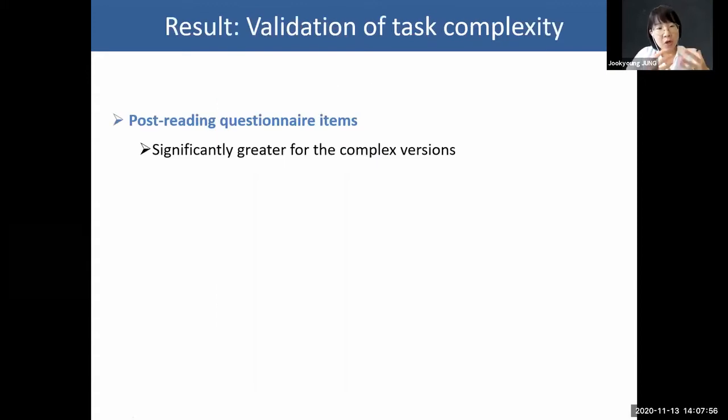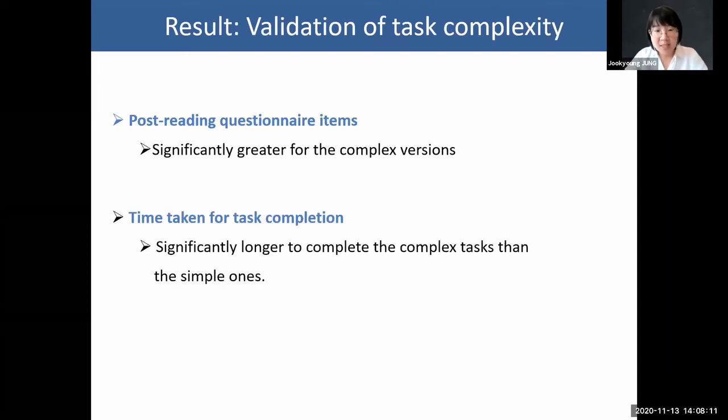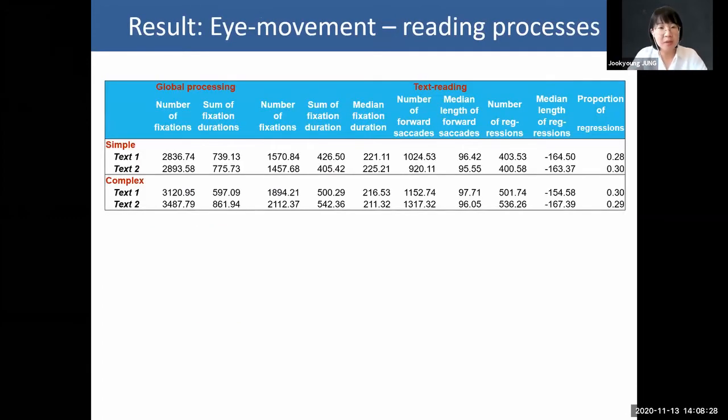Okay, so it turned out that by examining the post-reading question items, they reported that the complex version, which is rearranging the more text segments, was significantly more demanding. And indeed, time taken for task completion was shown to be significantly longer for the complex version than the simpler one, showing that our task complexity manipulation was successful.